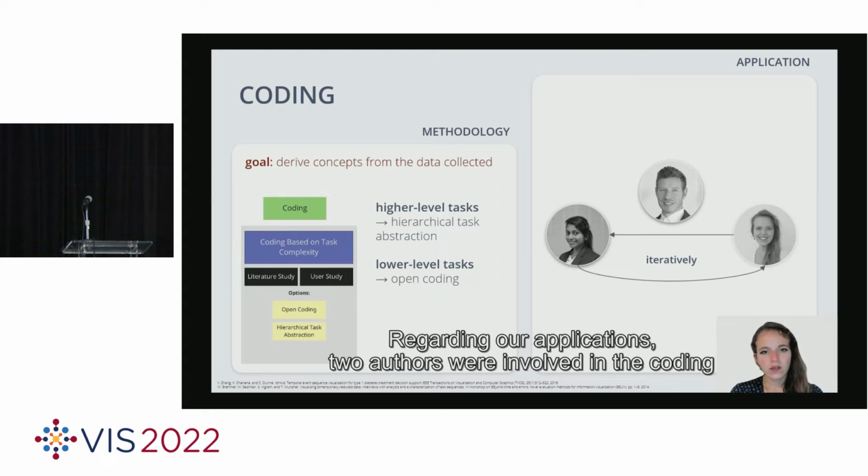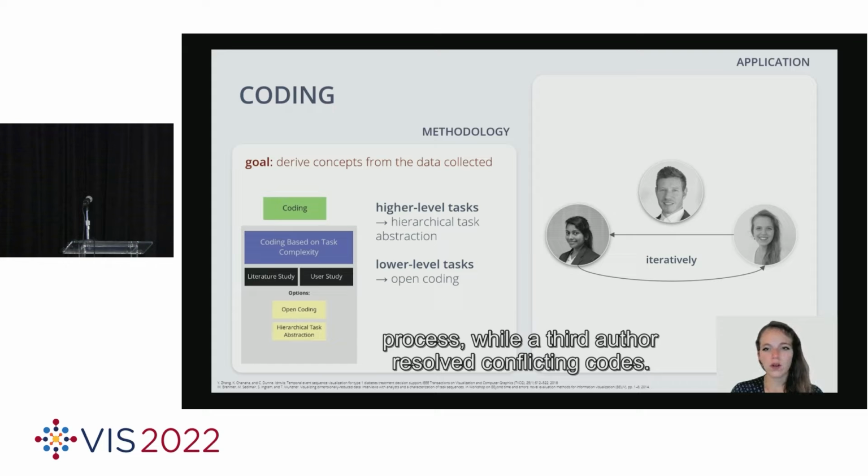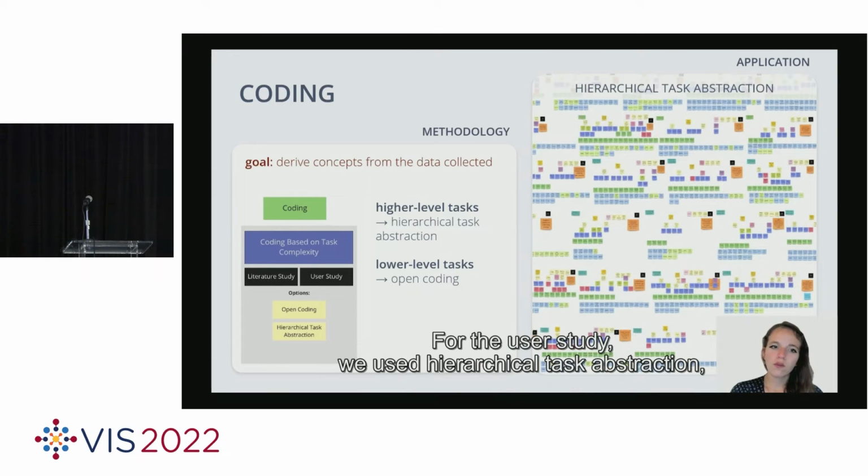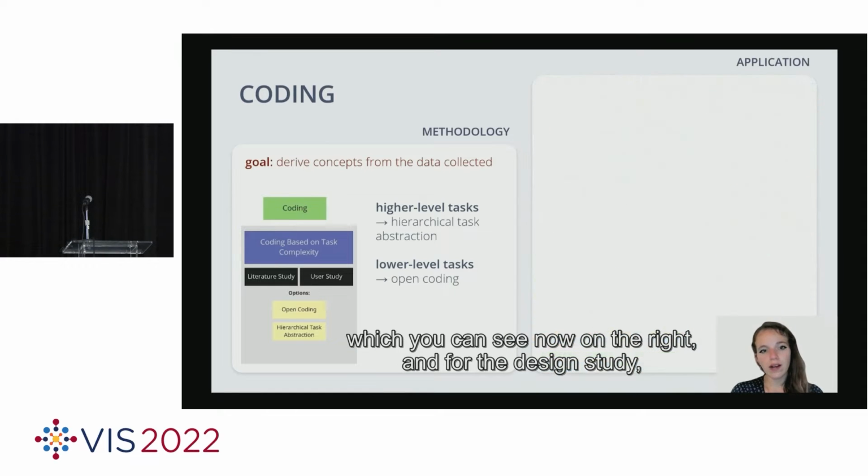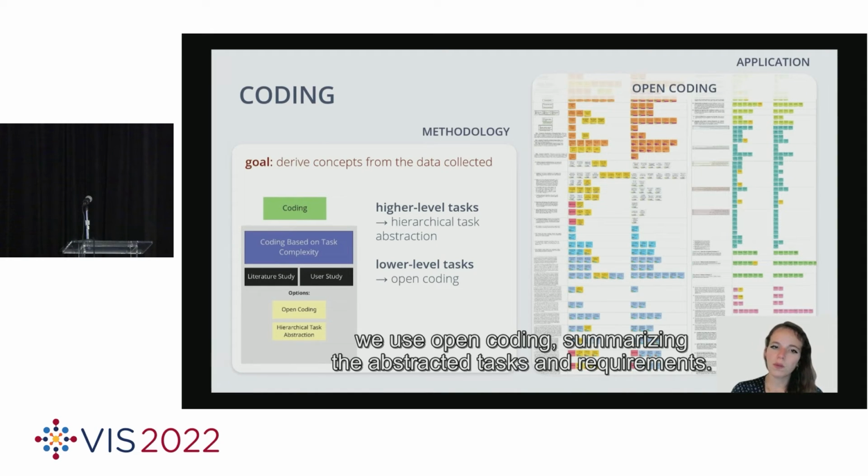Regarding our applications, 2 authors were involved in the coding process, while a third author resolved conflicting codes. For the user study, we used hierarchical task abstraction, which you can see now on the right, and for the design study, we used open coding, summarizing the abstracted tasks and requirements.